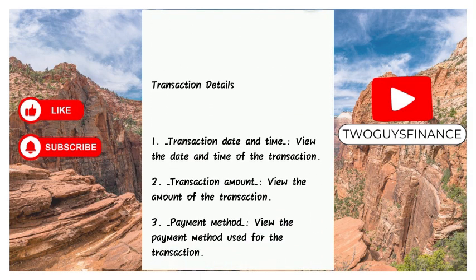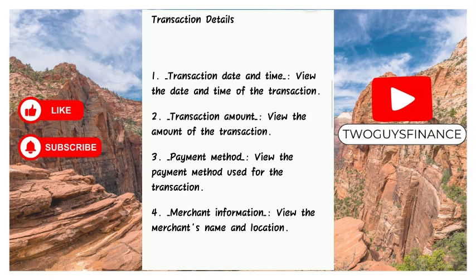Now for transaction details, there are a couple of things you're going to find. You're going to find a transaction date and time, so you can view the date and time of the transaction. There's also transaction amounts, so you view the amount of the transaction, and of course there's the payment method, where you can view the payment method used for the transaction. And there's also the merchant information, where you can view the merchant's name and location.